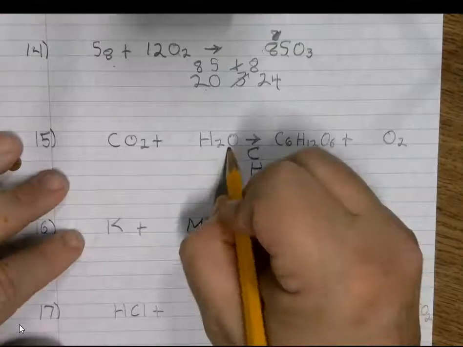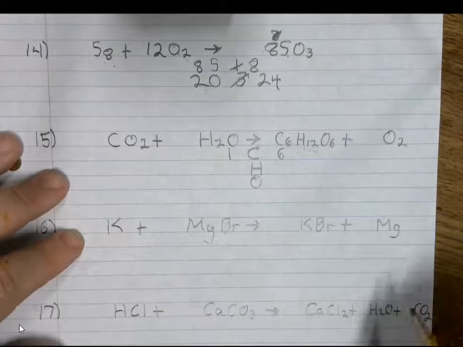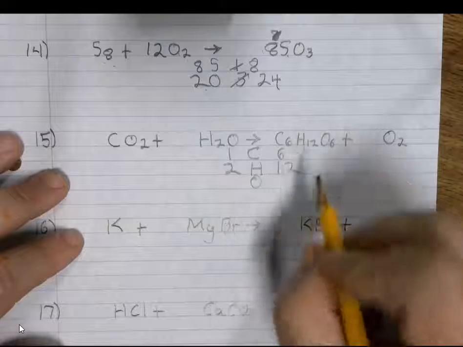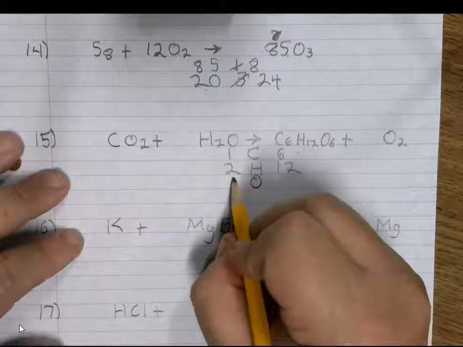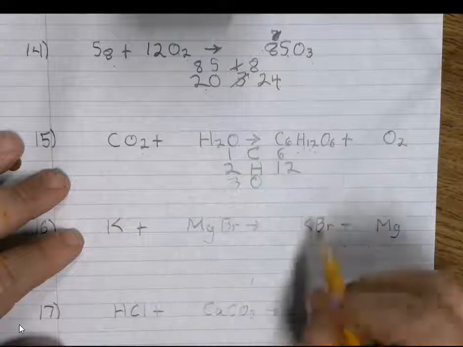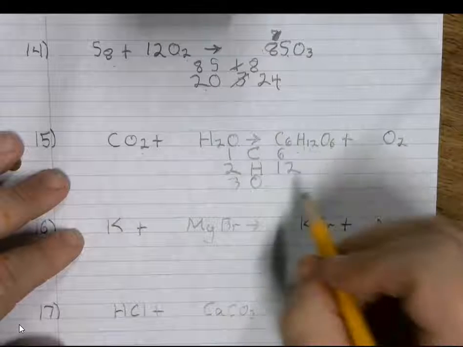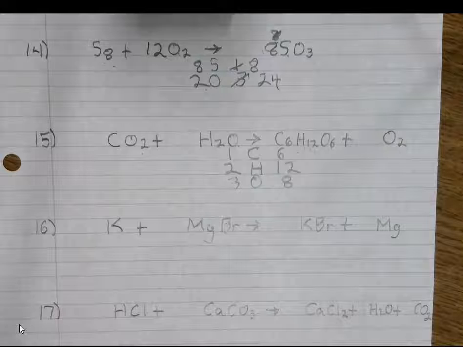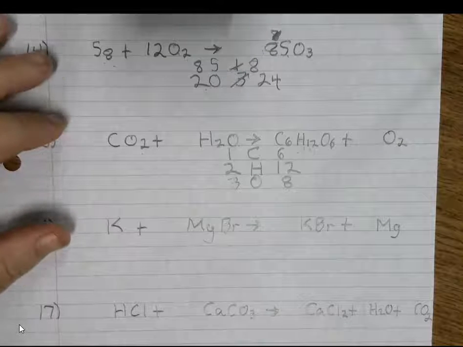So I've got 1 C here and 6 here. I have 2 hydrogens here and 12 here. I have 1 oxygen, 1, 2, 3 on this side. And I have 6 plus 2, I have 8 on this side. So that's going to be a little messy. Let's start with the carbon. It's the easiest.